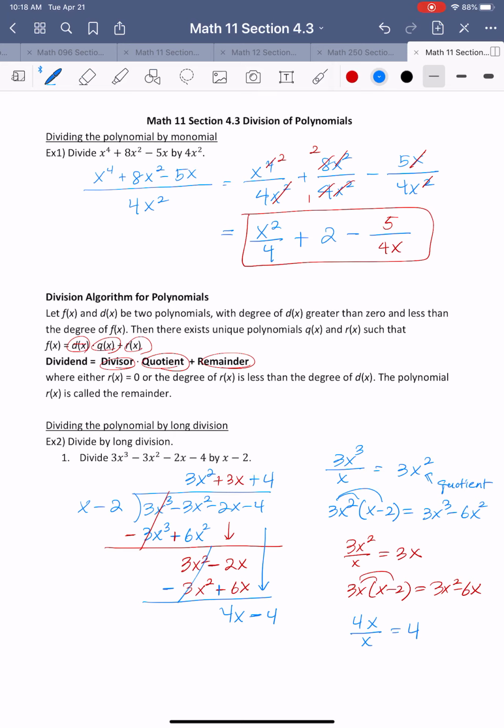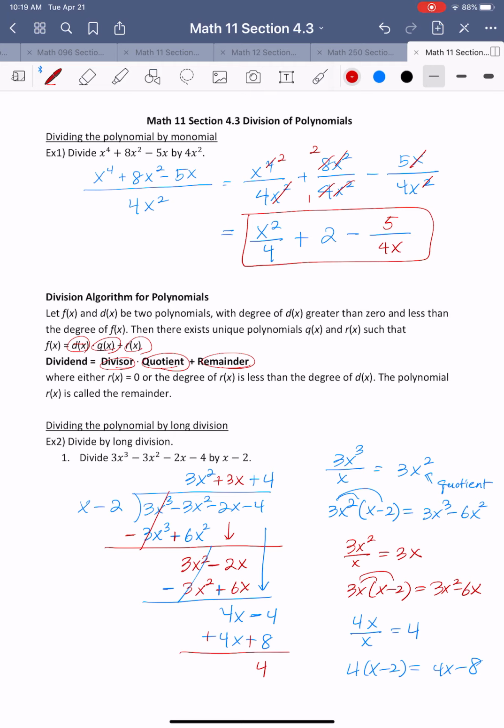Now we multiply this 4 by x minus 2. So you get 4 times x minus 2, distribute, and you get 4x minus 8. Subtract means you change the sign of the product, so it becomes negative 4x plus 8, and you get 4. So 4 is actually the remainder.